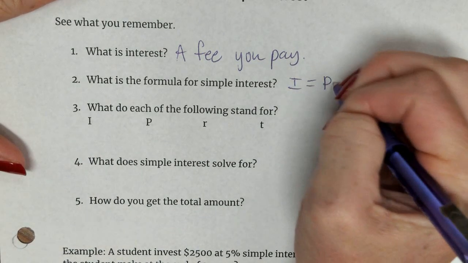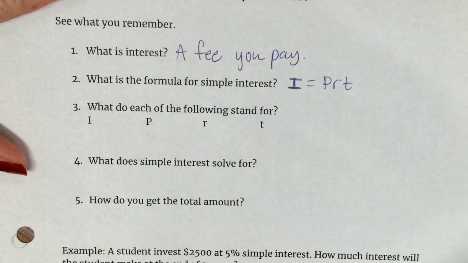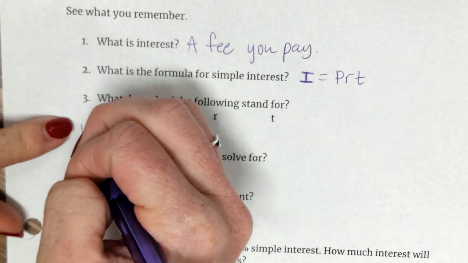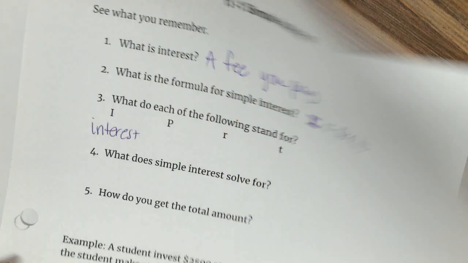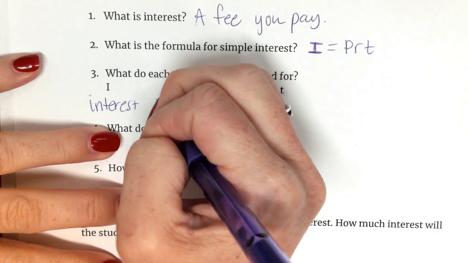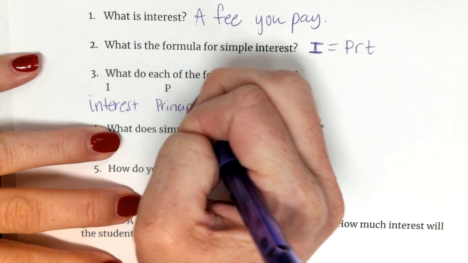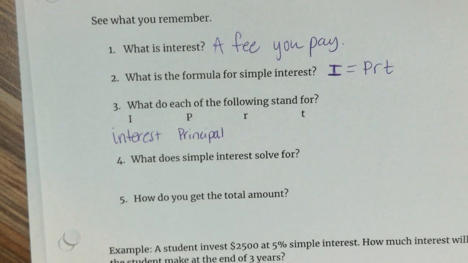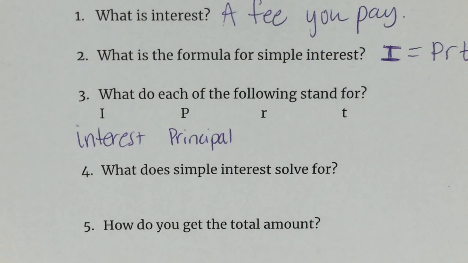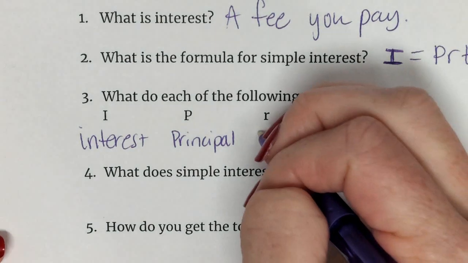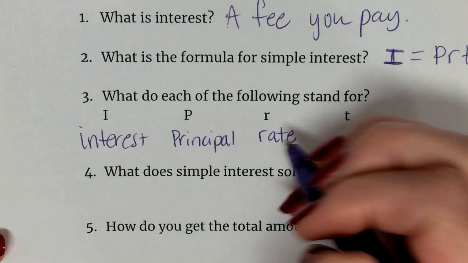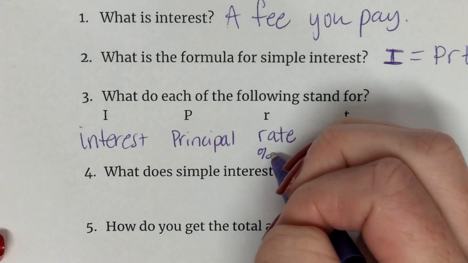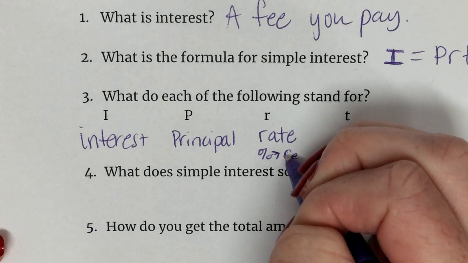I equals PRT. The I stands for interest. The P stands for principal. And again, this is not the principal that works at your school. It's the amount that you invest or borrow. It's the starting amount. The R is the rate, but what do you have to do to the rate? They're going to give it to you as a percent, and you have to change it to a decimal.